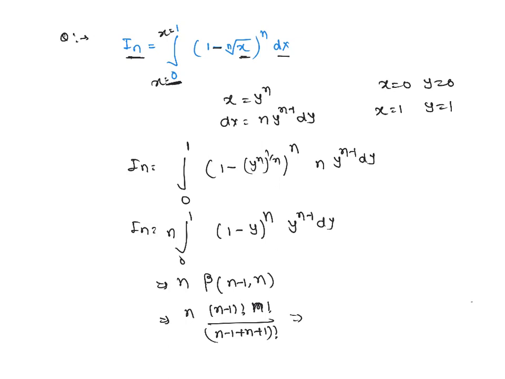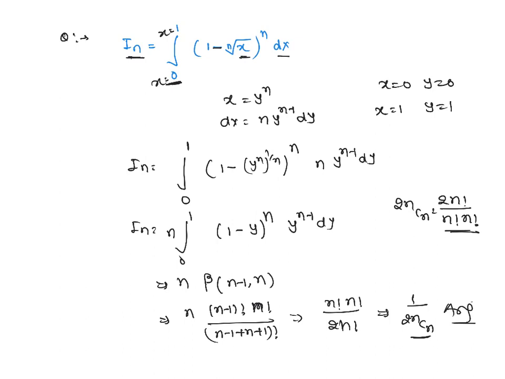So if I say this is n into n minus 1 factorial, so this is nothing but n factorial. This is also n factorial. This will come 2n factorial. Correct? So if I simplify this one, we can write, because we know 2n cn is nothing but 2n factorial divided by n factorial into n factorial. So this means this is nothing but 1 upon 2n cn. So this is the use of beta function.